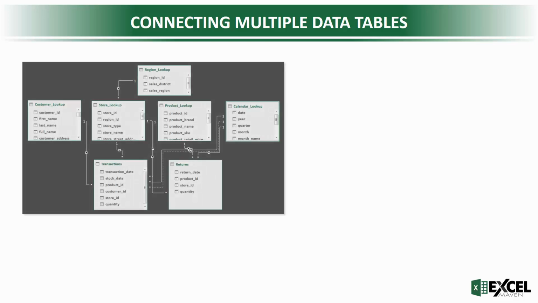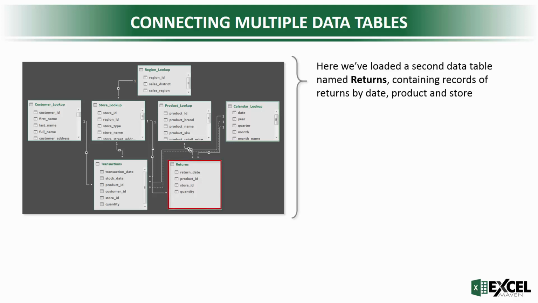Now, consider this screenshot of a data model. Looks very similar to ours. In fact, it's almost identical to ours except for one thing, which is this returns table. So in this case, we've loaded a second data table named returns, which contains records of returns by date, product, and store. So you've got a quantity field in here, which is the quantity of returned products, which differs from the quantity field in the transactions table, which is the quantity of transactions purchased.